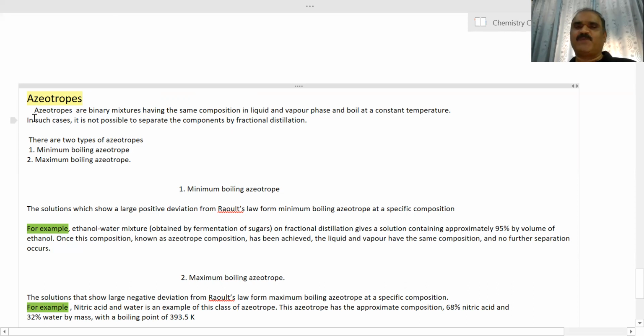Now you can read it from here. Azeotropes are binary mixtures having the same composition in liquid and vapor phase and boil at a constant temperature. In such a case, it is not possible to separate the components by fractional distillation.